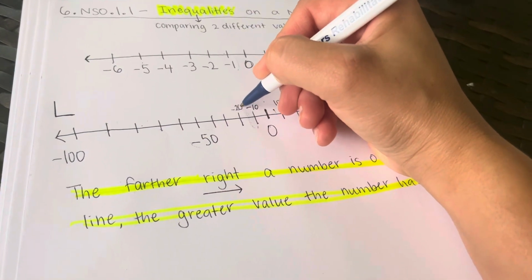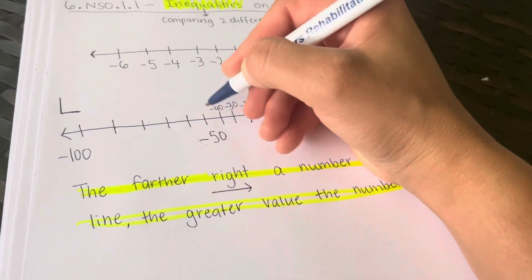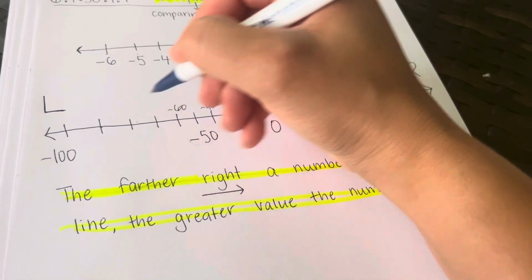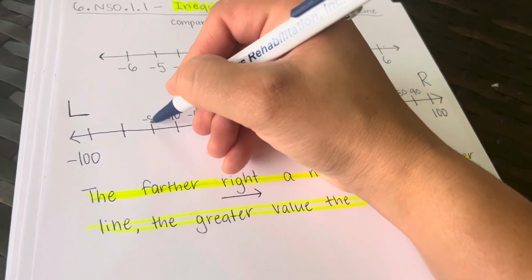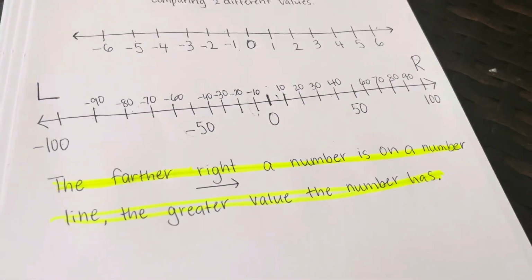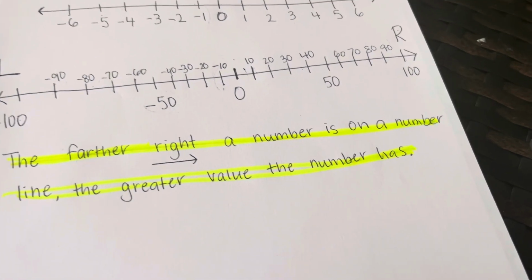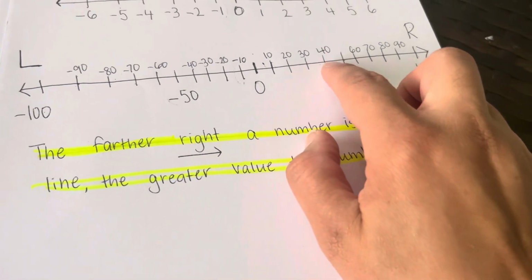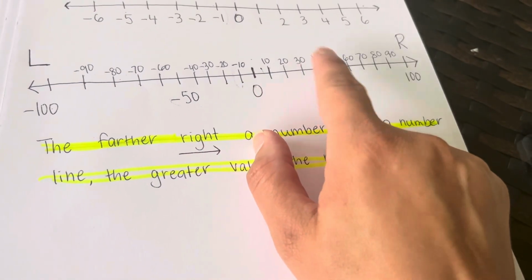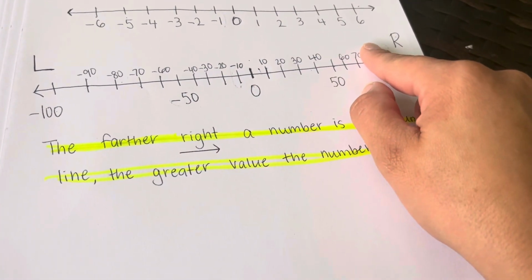This would be negative 20. This would have been negative 30, negative 40. This is negative 50. This one would be negative 60, negative 70, negative 80, negative 90, and negative 100's down here on the bottom for me. A positive 40 is greater than a negative 20 because it's farther right on my number line. The farther you go, the greater the value is.